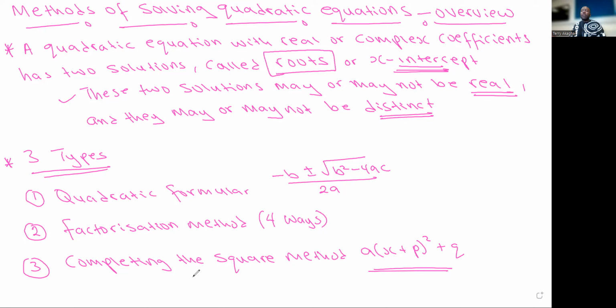But the best method is the completing the square method. It is the longest method, but it's the best method. It can solve all types of quadratic equations. The formula method is also limited when you have no solutions. We'll talk about that very soon. The best method that you need to keep in mind and be very conversant with is the completing the square method. This is the most important method. But the quadratic formula and factorization methods are also very quick ways of getting your answer.